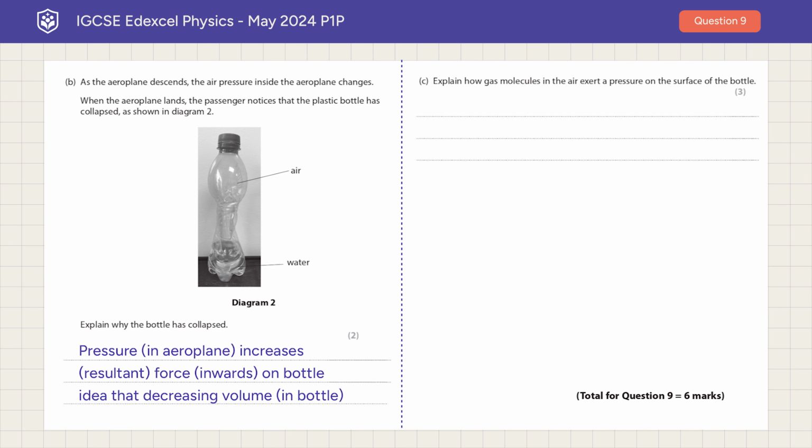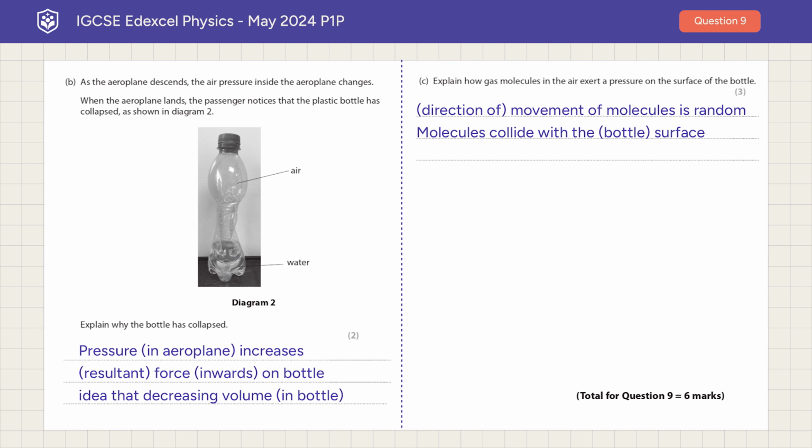Part C asks how gas molecules exert pressure. They are in constant random motion, and they continuously collide with the inner surface of the bottle. Each collision exerts a tiny force, and the total force per unit area of all these collisions is what we measure as pressure.